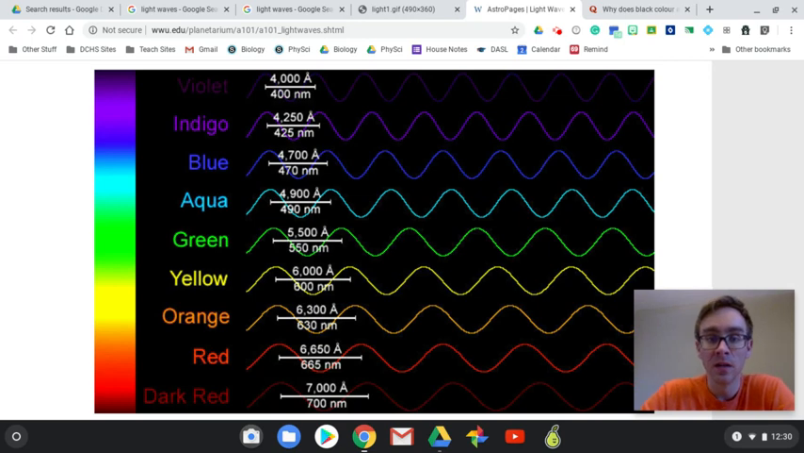So for example, let's start with the very bottom there. You notice that it's about 650 to about 700 nanometer wavelength. It's very, very small. All right, nanometer. It's about a millionth of a millimeter.